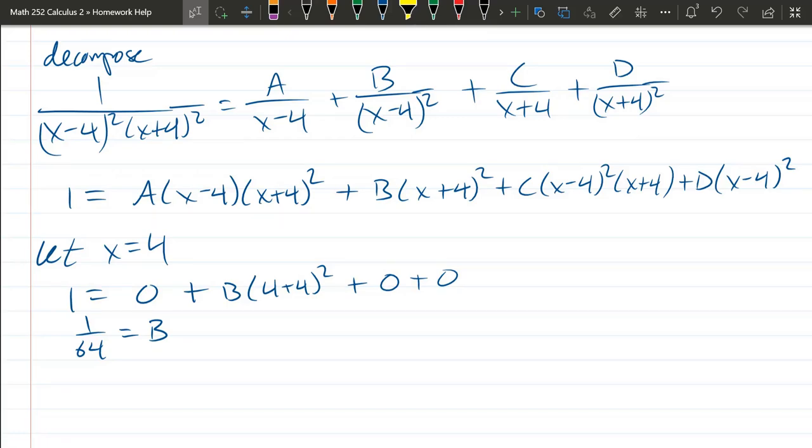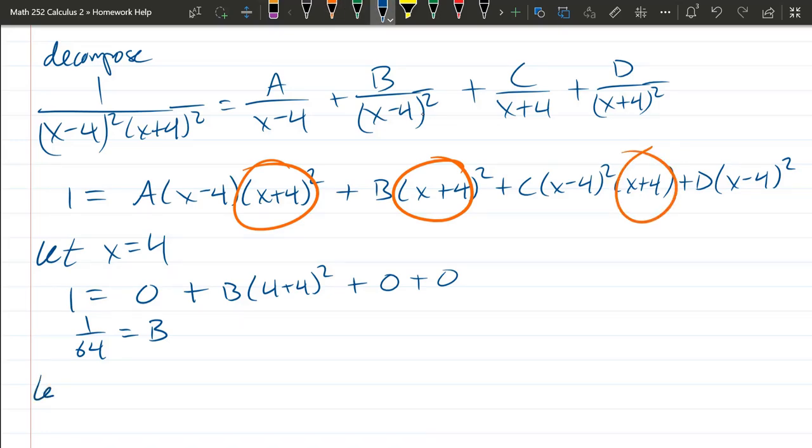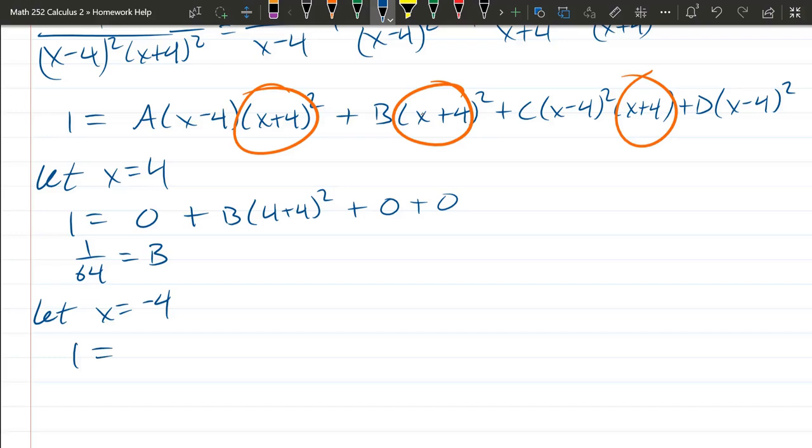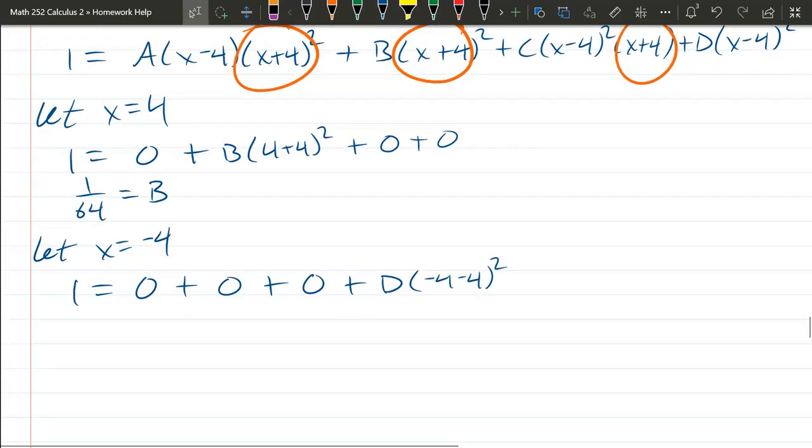All right, so that's b. I believe we can play the same game with x equaling negative 4 because it will zero out those terms and just leave us with the last term. Let x equal negative 4, and we're going to get 1 equals 0 plus 0 plus 0 plus d times negative 4 minus 4 squared. Now, we're squaring negative 8, so it's going to be positive 64. Divide both sides by 64. 1/64 is d.